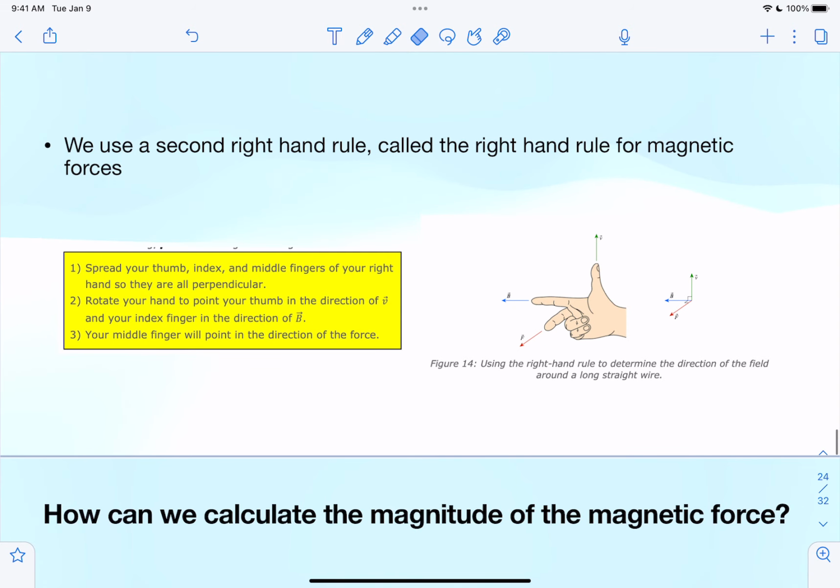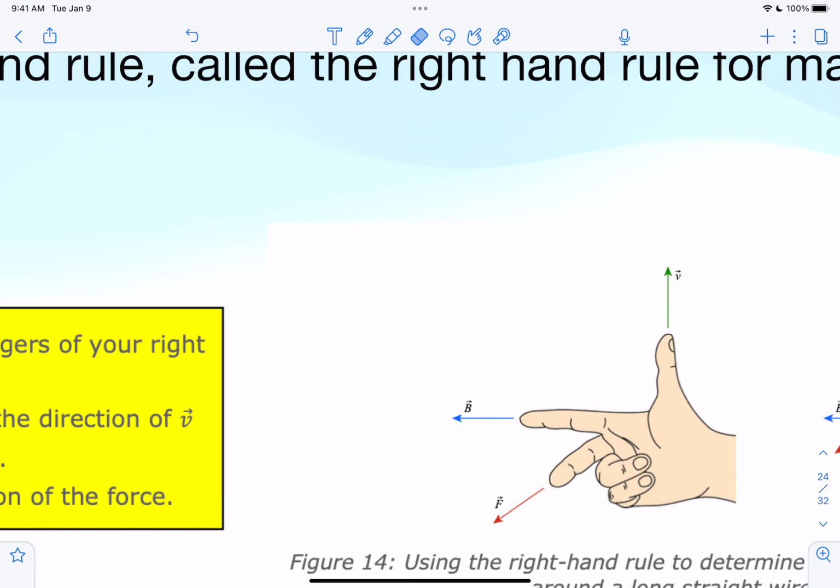So let's say, for example, you had your magnetic field pointing into the page, right? So into the page. And then you had your particle moving upwards, right? What would be the direction of your force? So into the page is just like point away from you. Out of the page, we're pointing towards you, basically.